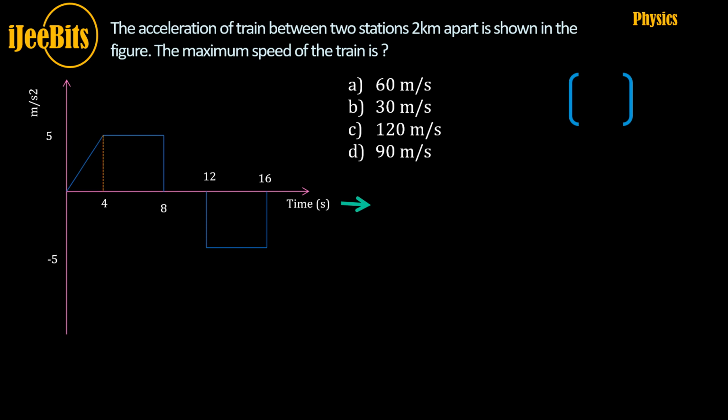Next problem. The acceleration of a train between two stations 2 kilometers apart is shown in the figure. The maximum speed of the train is to be given. So you try out. This is a homework problem for you. If not, then we will see it next class.